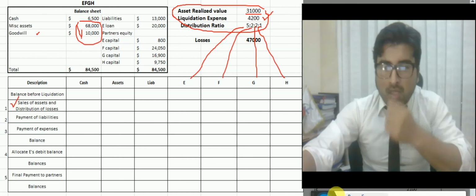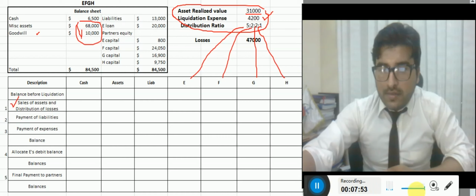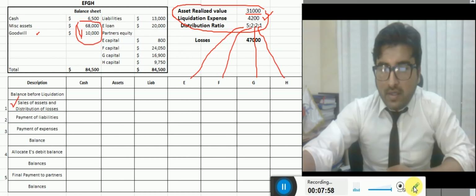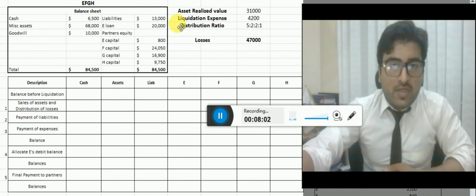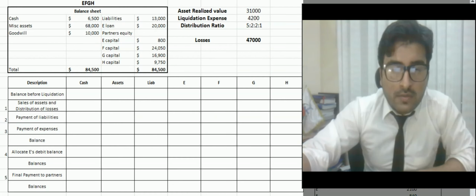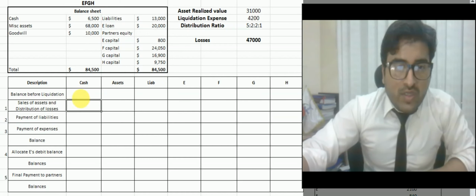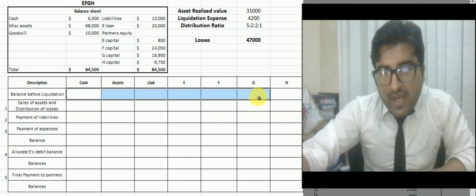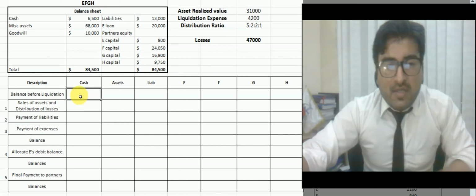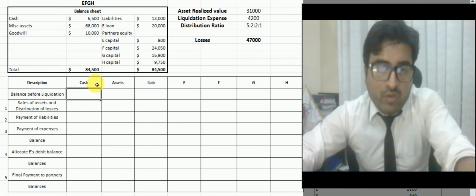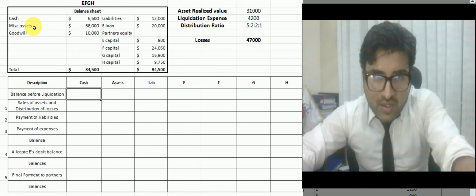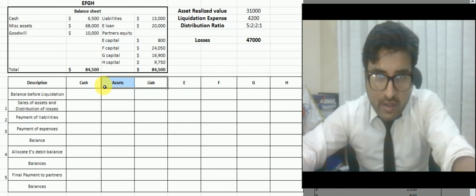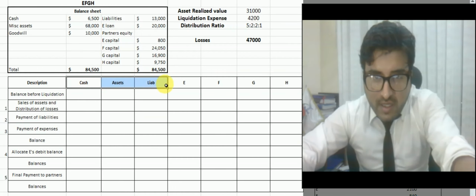Okay, so look, dear students, now we start practically with these steps. What are the steps? Look, the first one, we should write down all the balances. So we have to write the balances first. When you make a table, in the rows just put the cash, miscellaneous asset, and goodwill on the left side, and then E, F, G, H.